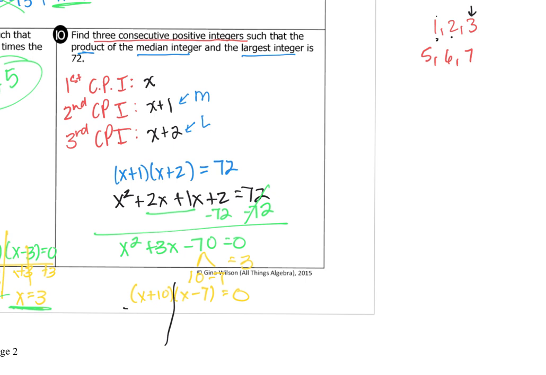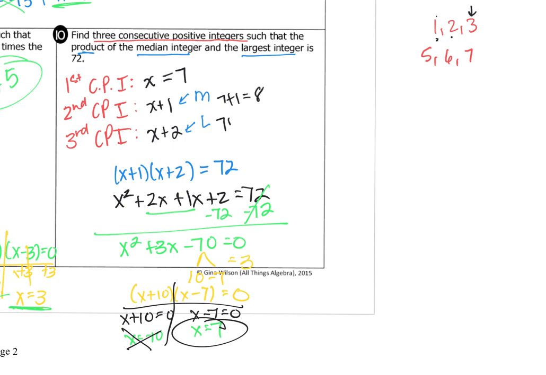Then we t-bar, separate the two factors. Each factor is set equal to 0 and solved for x. So we're getting here x is equal to negative 10, x is equal to positive 7. Well, we said our answer has to be positive. So our first number is x, and x right here is 7. The next number after that would be 7 plus 1 to get 8, and then 7 plus 2 to get 9. 7, 8, 9 are 3 consecutive positive integers.